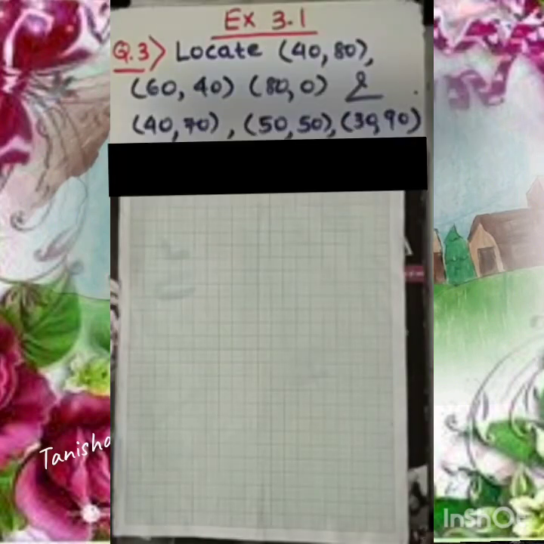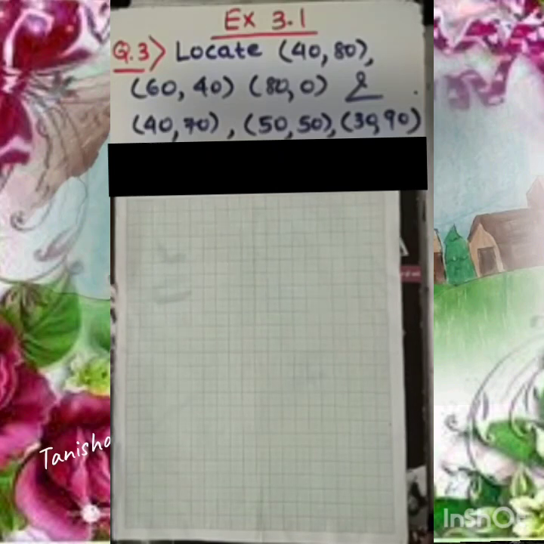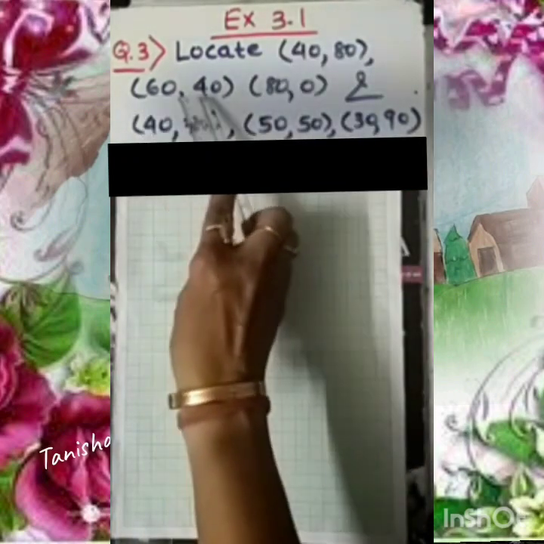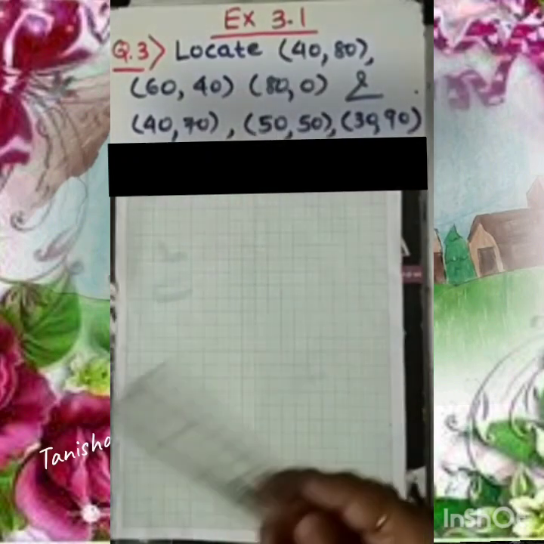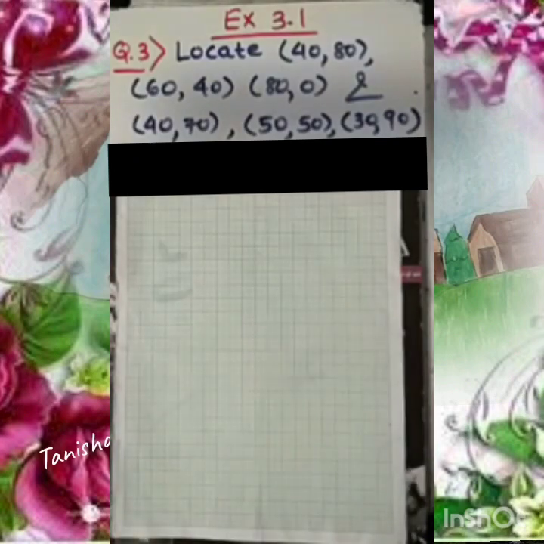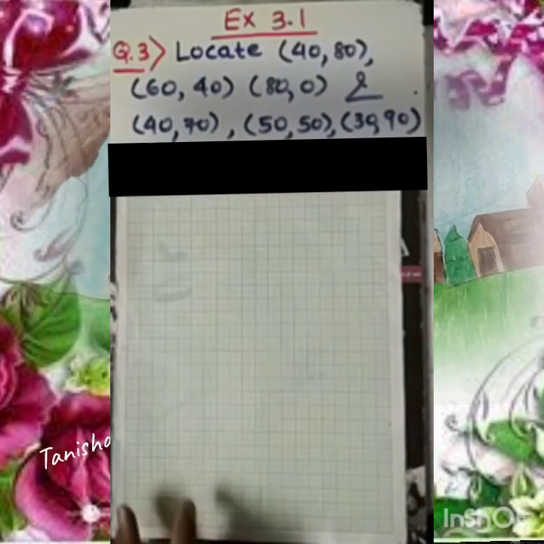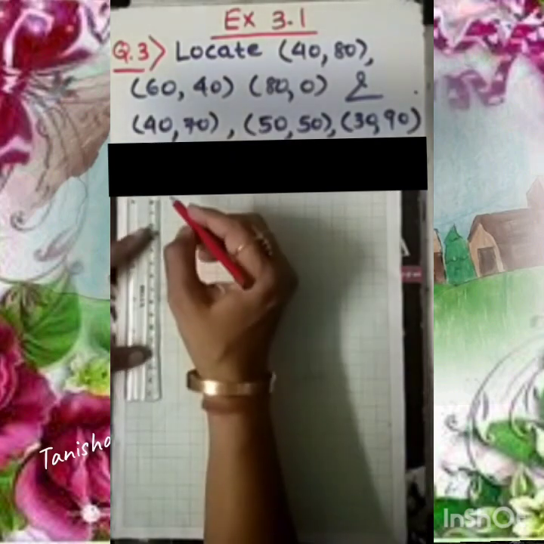Here it is question 3 in continuation. On your screen you can see here, this point we need to locate: 40, 80, 60, 40 and 80, 0 for the first line. Now if we observe all these points, then we need to take a scale properly. All the way you can see these points lie in the first quadrant, so we need to show the first quadrant here. Let me start from here.